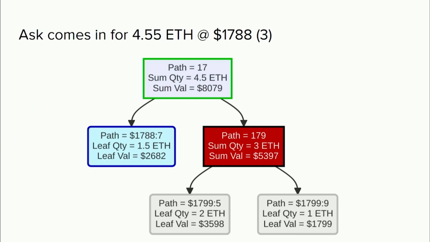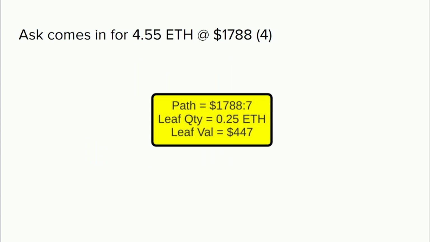So we go right again, we hit the right node, and we notice that the prefix digits 179 are greater than 178. So again, this entire subtree can just be deleted. And we can take the sum quantity and the sum value and tally them up. And then again, we promote the left node, and this is what we're left with. A partial fill, that's our root. That's the final state of the tree.